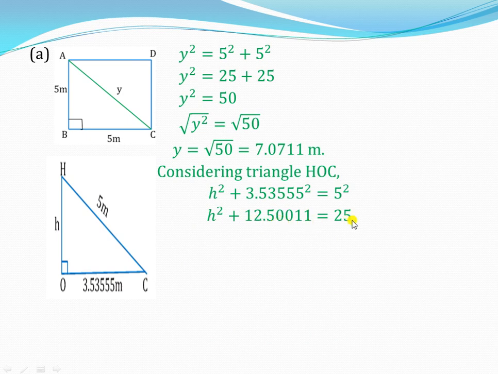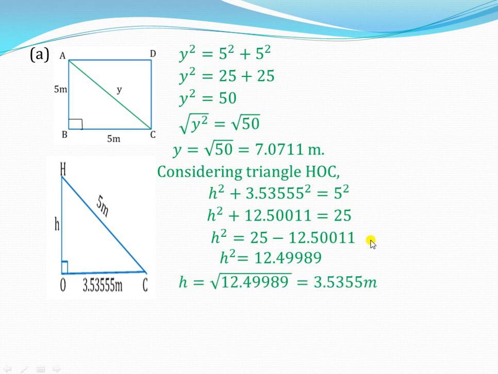12.50011 equals 25. Then I simply take this to the right hand side such that I remain with h squared alone, giving us 25 minus 12.50011. Then from this point, since we're looking for the value of h, you take the square root on both sides. So when you take the square root on both sides, you will get 3.5355 meters. But remember, the instruction was the answer should be to 2 decimal places.